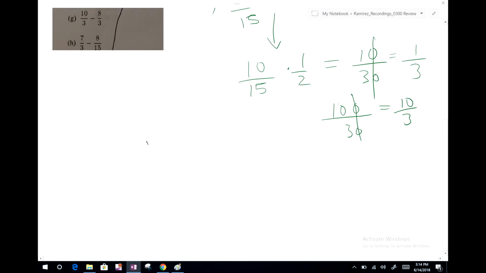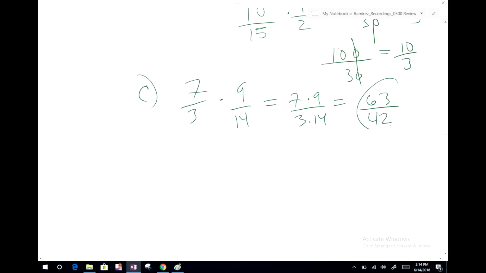So then we have C. C gives us 7 over 3 times 9 over 14. Again, all we're doing is just multiplying straight across and then seeing if we can simplify anything in the bottom. So 7 times 9, and then 3 times 14. So 7 times 9 is 63. 3 times 14 gives us 42.